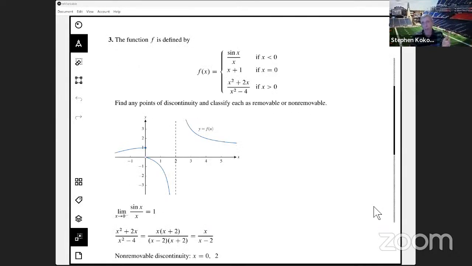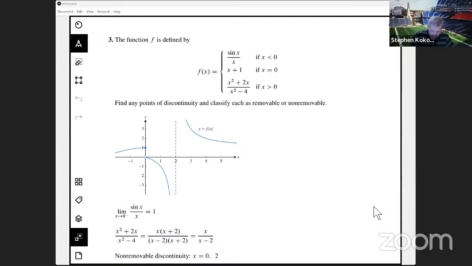This was a problem posed on the Facebook page. And here's a function defined piecewise. Looks kind of crazy. There's a trig function in there. There's a rational function in there. And it simply asks for points of discontinuity. Since we've been talking a little bit about differentiability, we might as well talk about some discontinuity points here. Classify each as removable or non-removable.